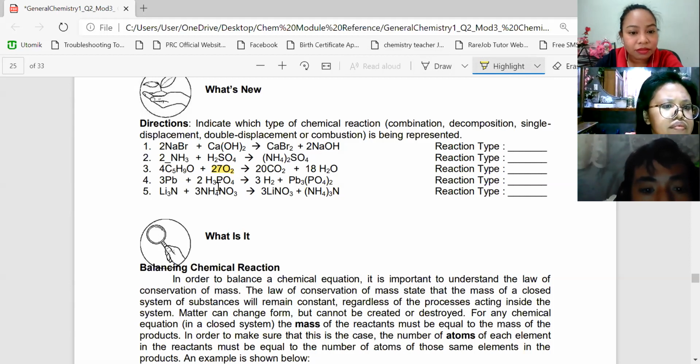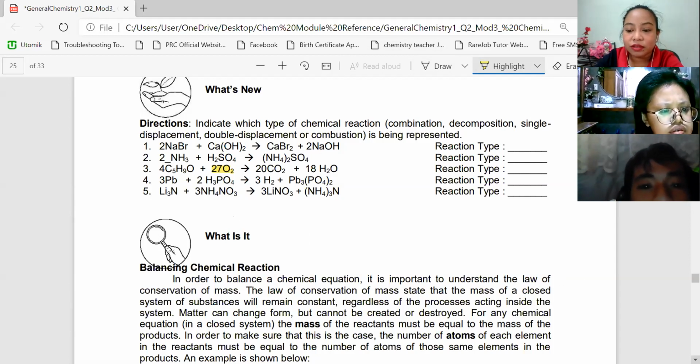Next, we have a single replacement reaction. Number 5, double replacement reaction.